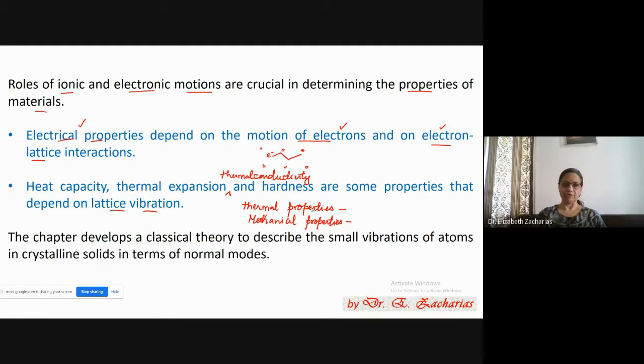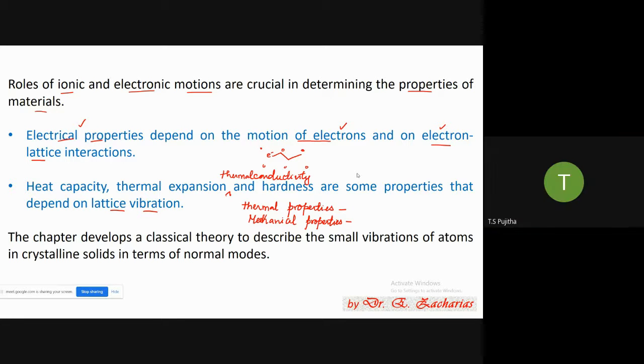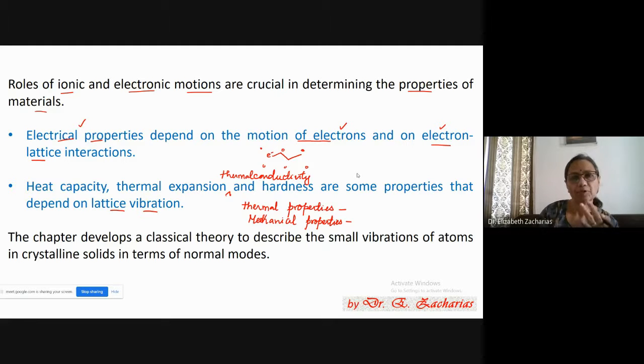Similarly, mechanical properties. Can you give some example of mechanical properties? Any example? Elasticity, elastic properties. Very good. Elastic properties, hardness of a material, all these things are mechanical properties.